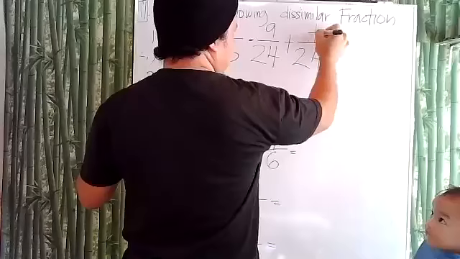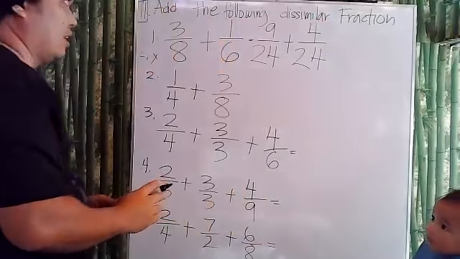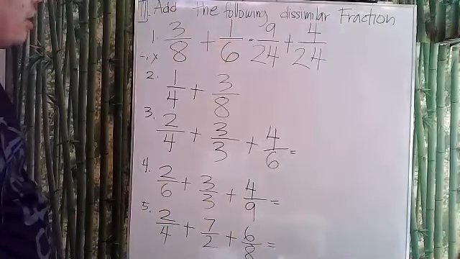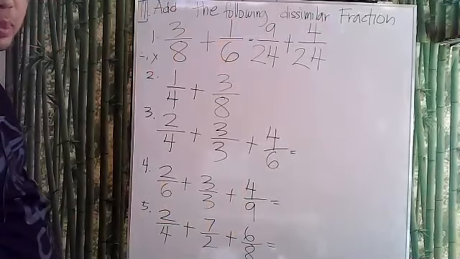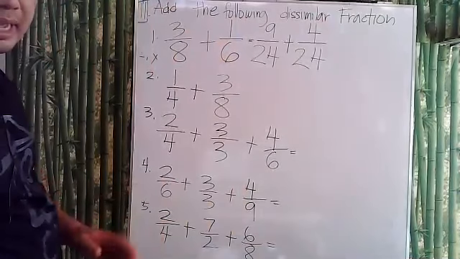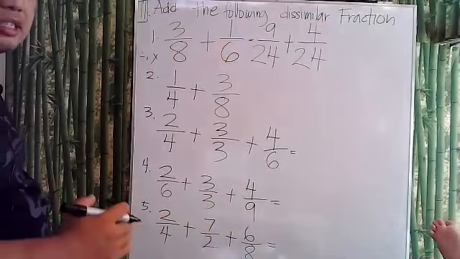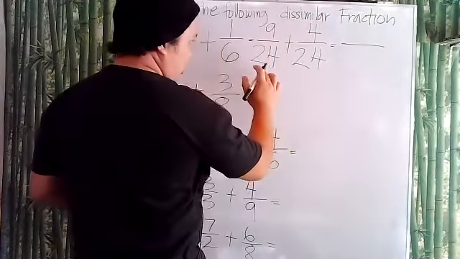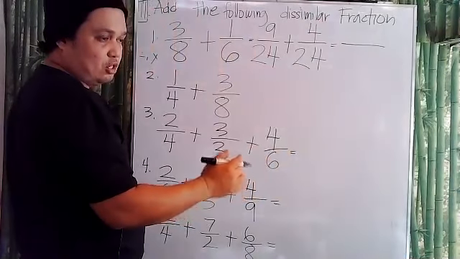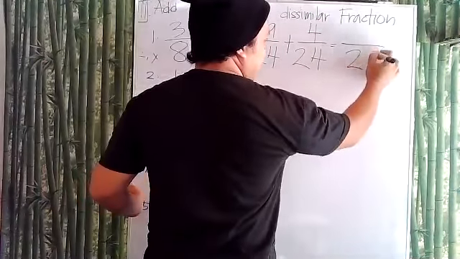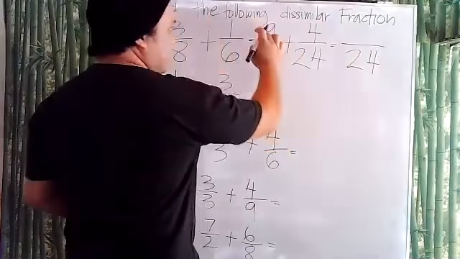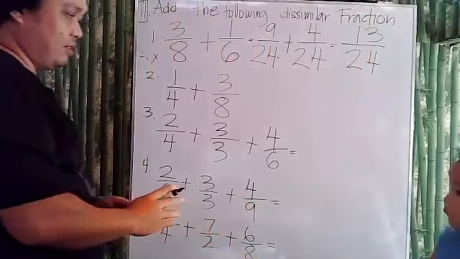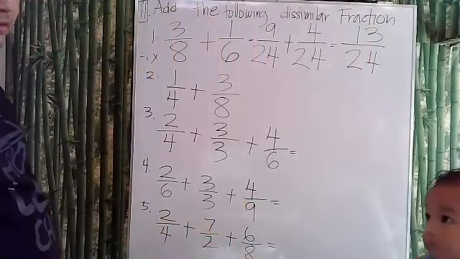So we have here this time a similar fraction: 9 over 24 plus 4 over 24. We can now add because they are already similar. So let's add. Just copy their common denominator, which is 24, and add their numerators. 9 plus 4 is 13. And so we have the answer 13 over 24.